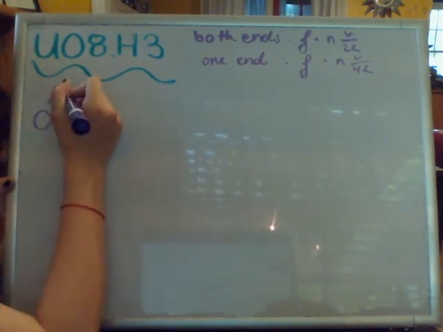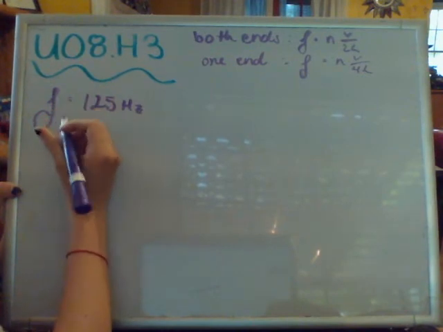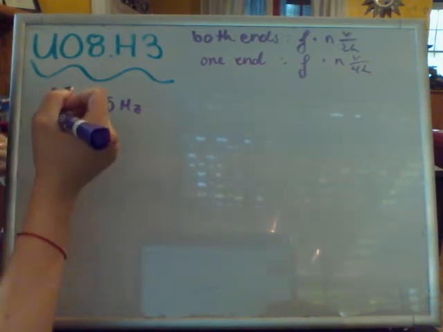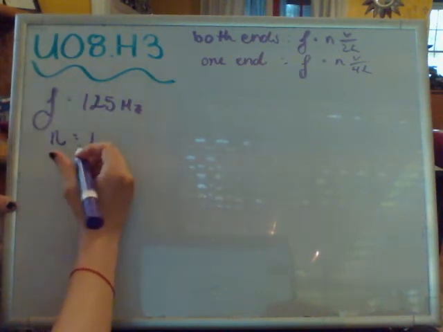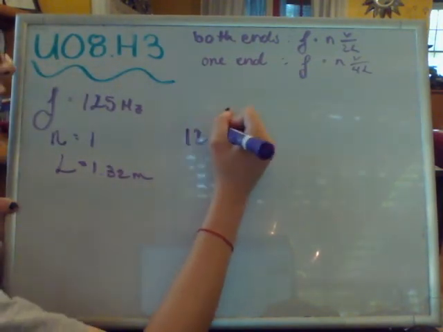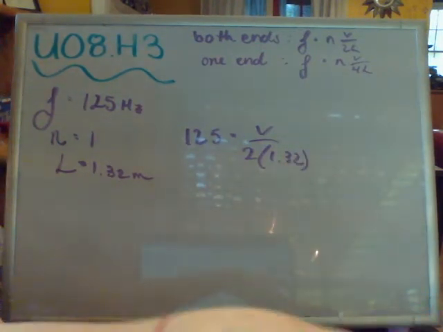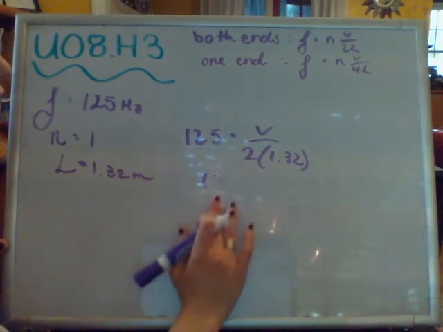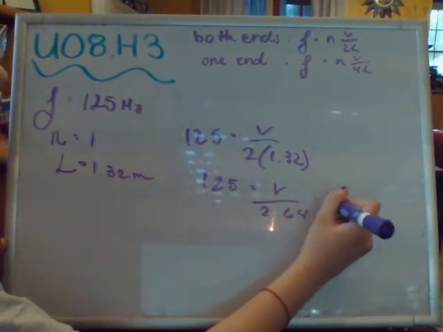So we know that the frequency of this pipe, which is open at both ends, is 125 Hertz. And we know that the harmonic number is 1, so that doesn't really count. And then we have the length of the pipe, which is 1.32. So now we're going to put that in. So we have 125 equals V over 2 times 1.32. And 2 times 1.32 is equal to 2.64. So 125 equals V over 2.64.